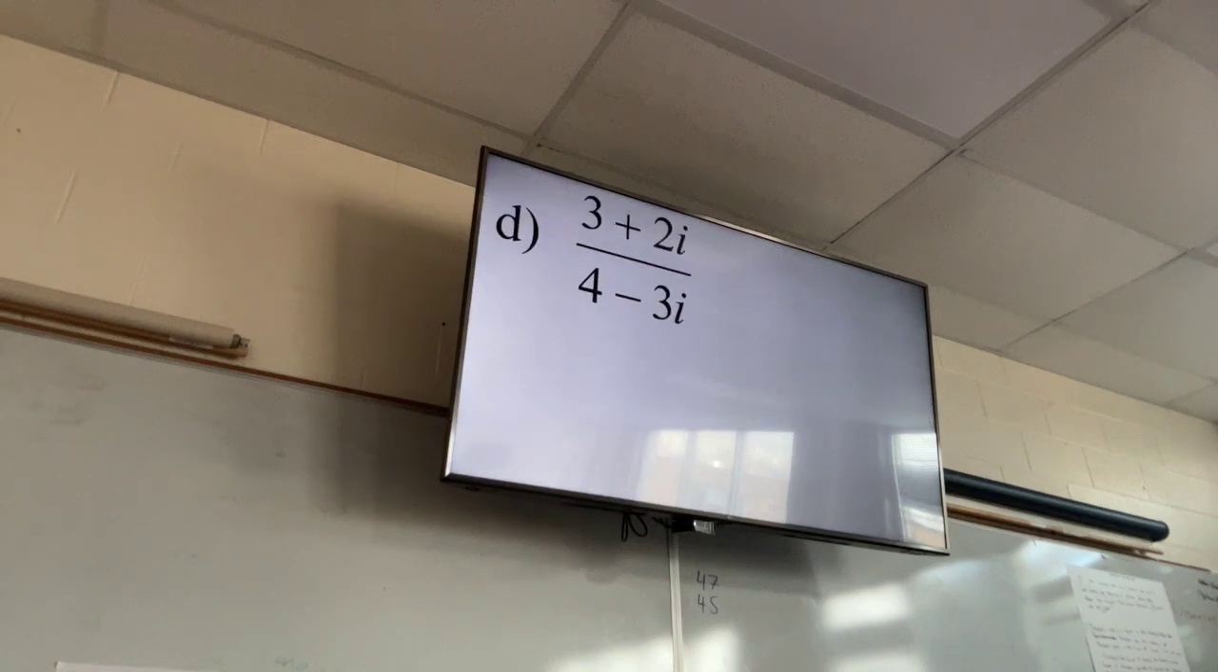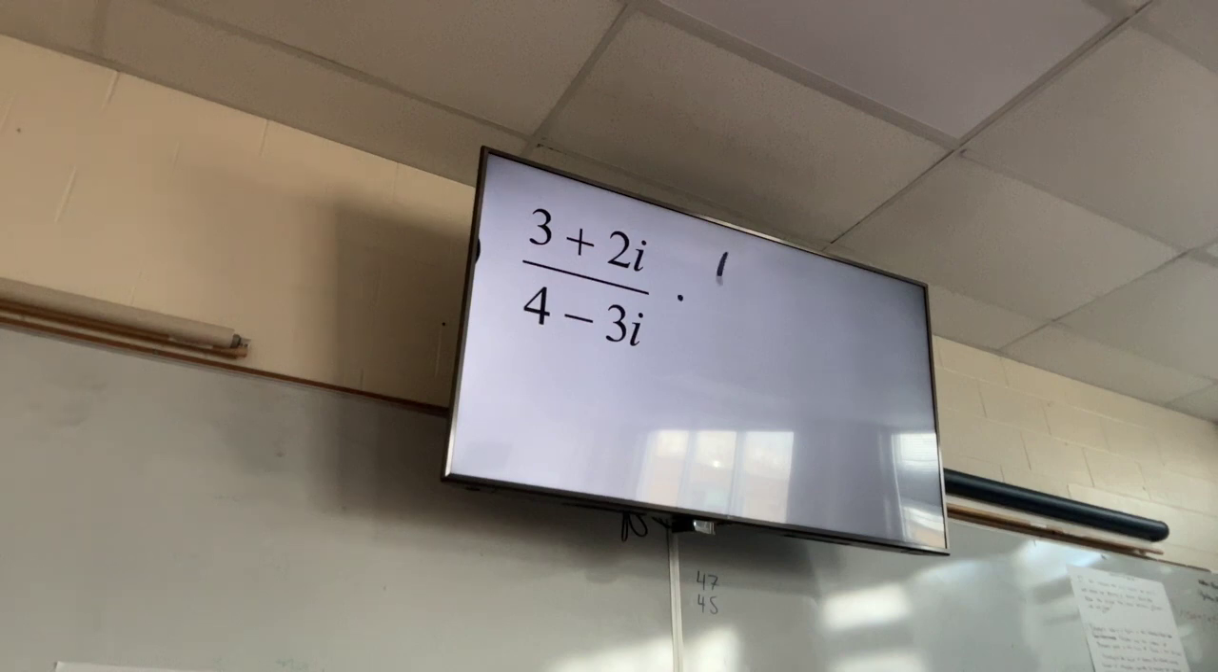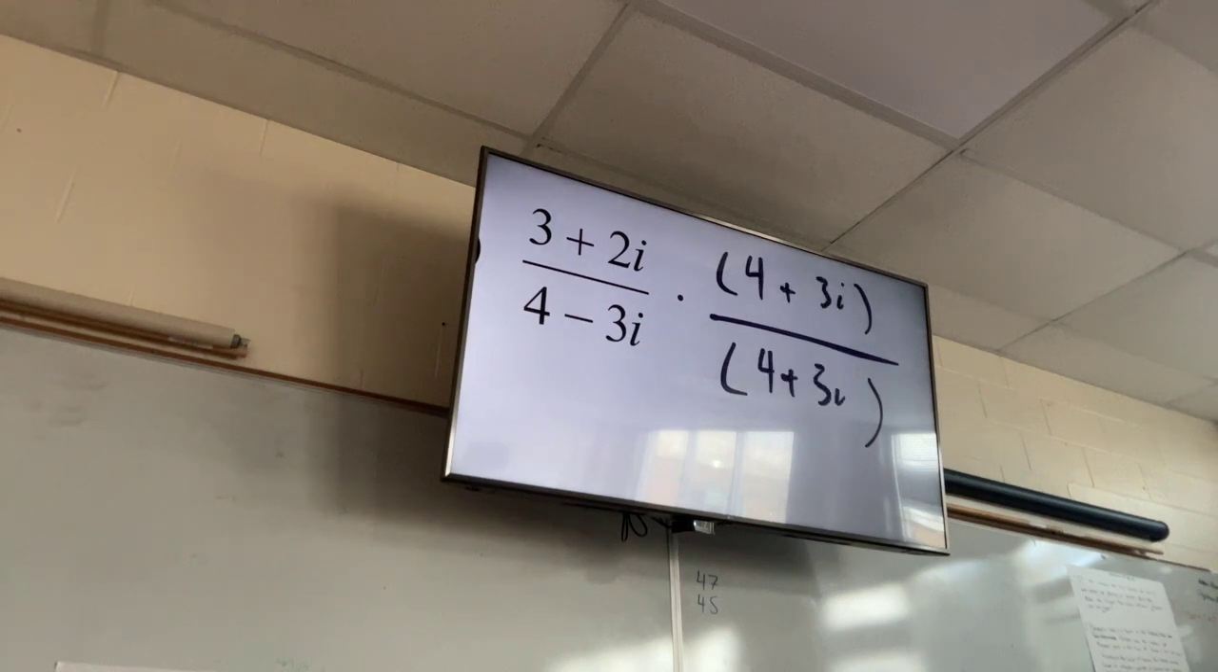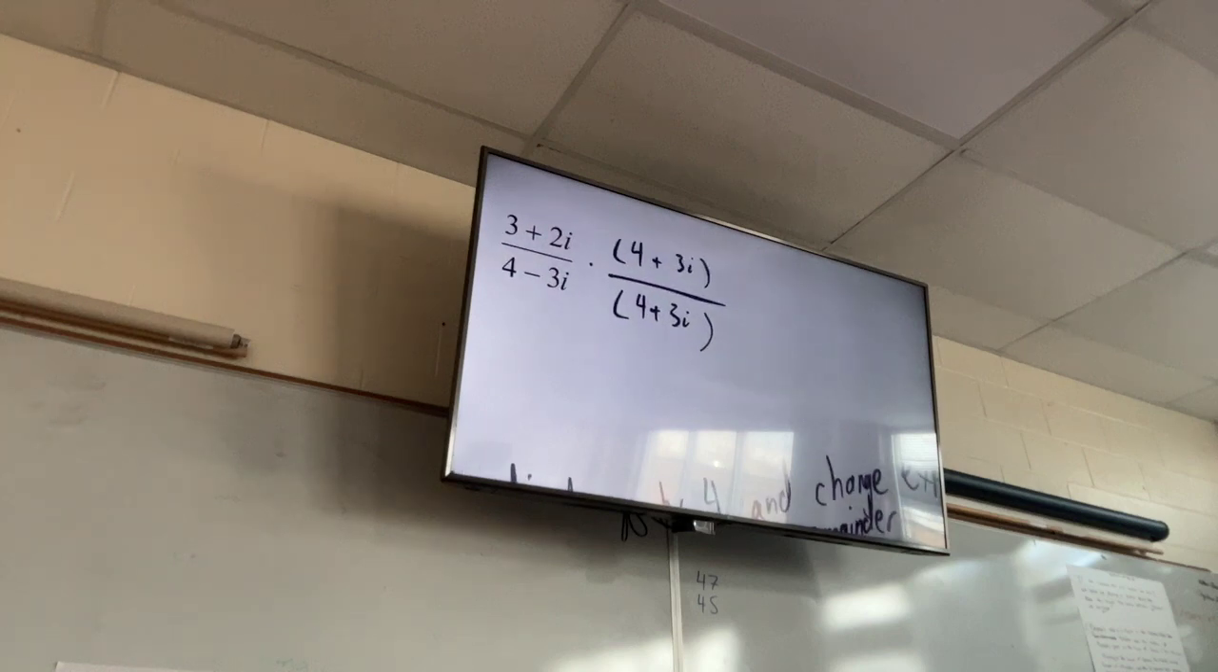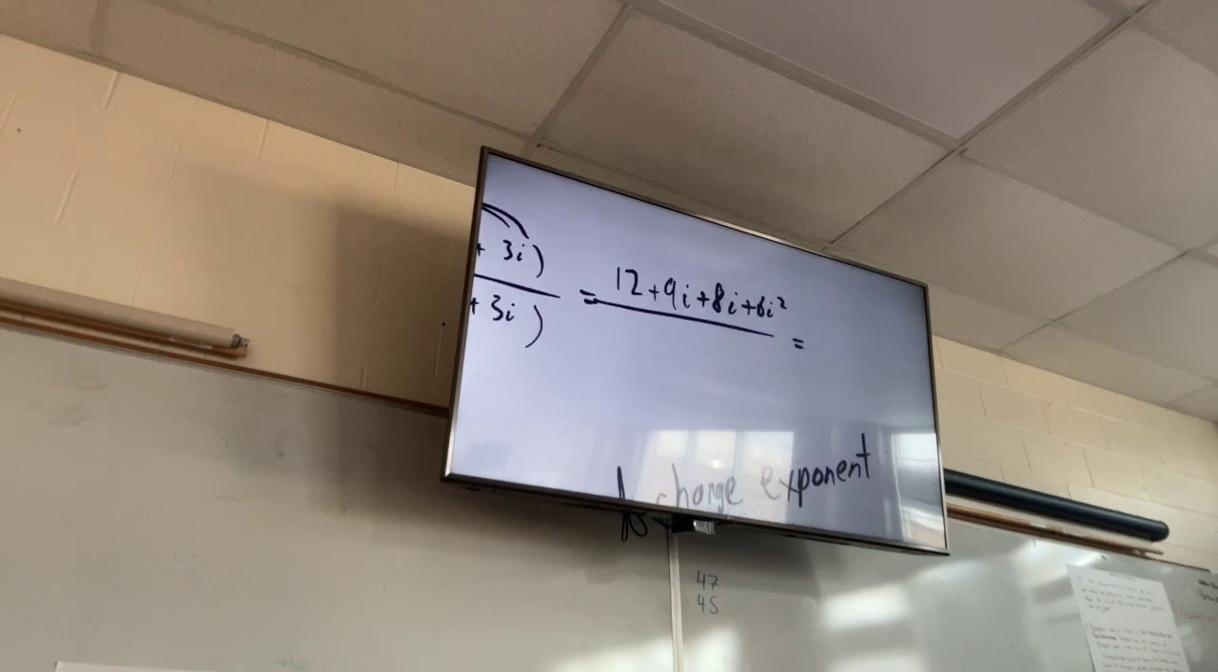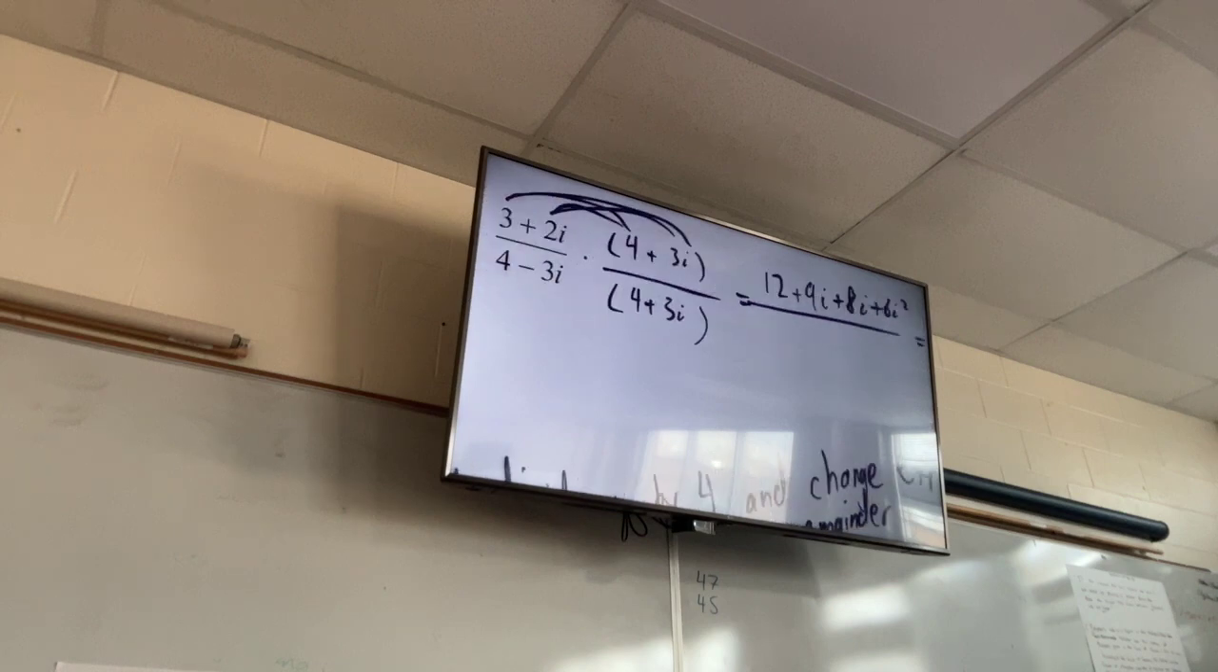D. Multiply by what on top and bottom? 4 plus 3i. On the top, I FOIL to 12 first, outer plus 9i, inner, last. And that's going to simplify to what? 6 plus 17i. That you guys got? Yeah. Okay. On the bottom, let's FOIL.